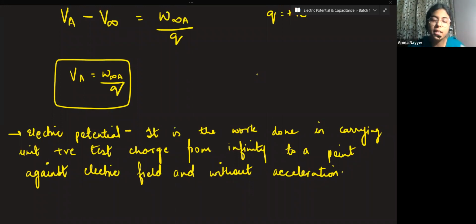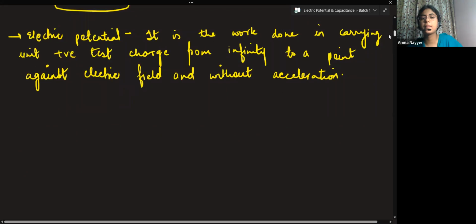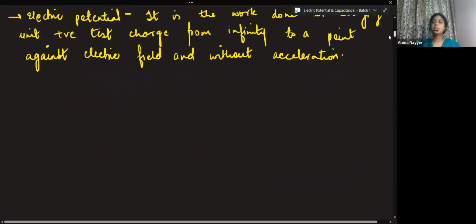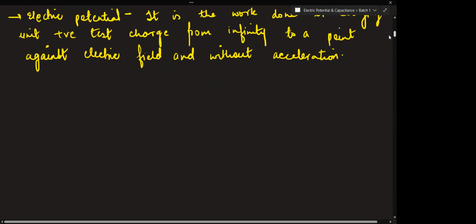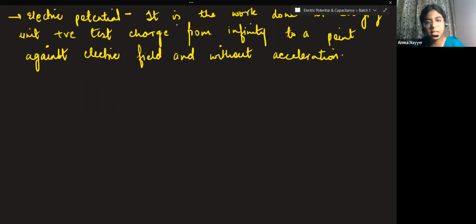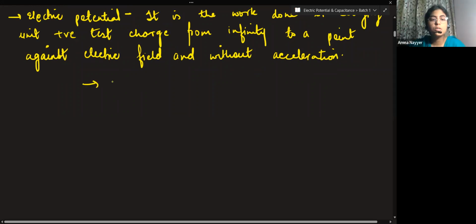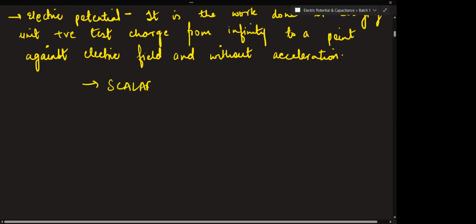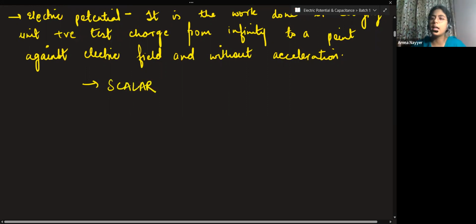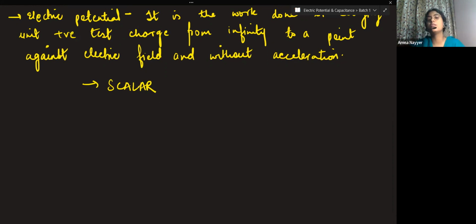Hania, tell me, is electric potential a scalar quantity or a vector quantity? Scalar. It's a scalar quantity. So all the properties of a scalar quantity will be applied. You don't need to consider the direction. You are not concerned with the direction now, the way you are concerned with the direction in case of electric forces and electric field.